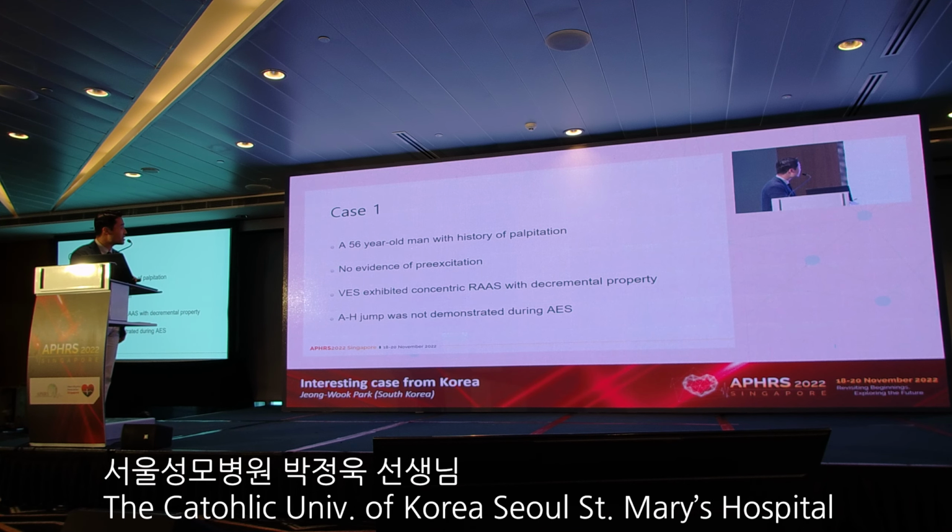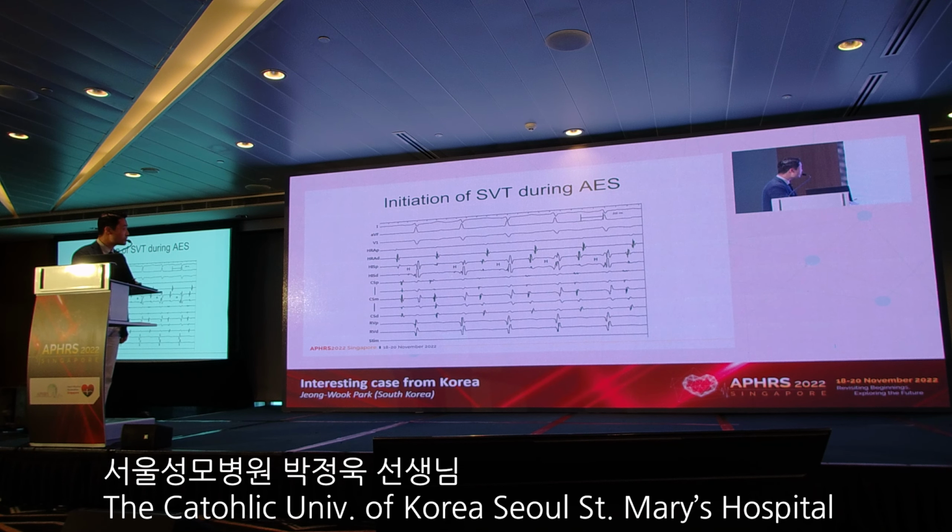A 56-year-old man with a history of palpitation was admitted to our hospital, so we performed the EP study. At baseline, pre-excitation was not noted, and ventricular extrastimulus pacing showed concentric retrograde atrial activation sequence with decremental property, and the AH jump was not noted. SVT was induced spontaneously, and the earliest atrial activation was noted at the proximal CS electrodes. So the differential diagnosis of long-RP SVT with concentric atrial activation sequence mainly includes septal AT, atypical AVNRT, ONVRT, and ORT using a slowly conducting pathway, which is PJRT.